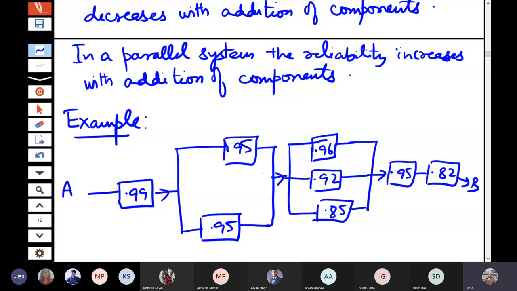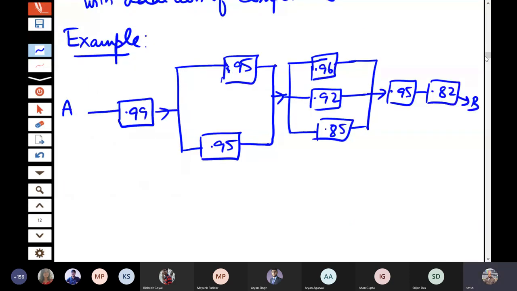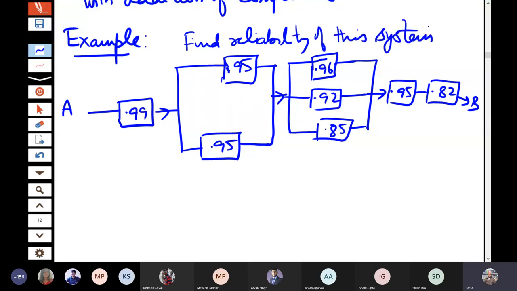So this is a certain mechanical or engineering system where you have several components connected in series, and some of them have parallelism also. For example, this second unit has two parts. The third unit has three components connected in parallel. This is a single component, this is a single component. What is the system reliability? Find the reliability of this system. Is the problem clear?